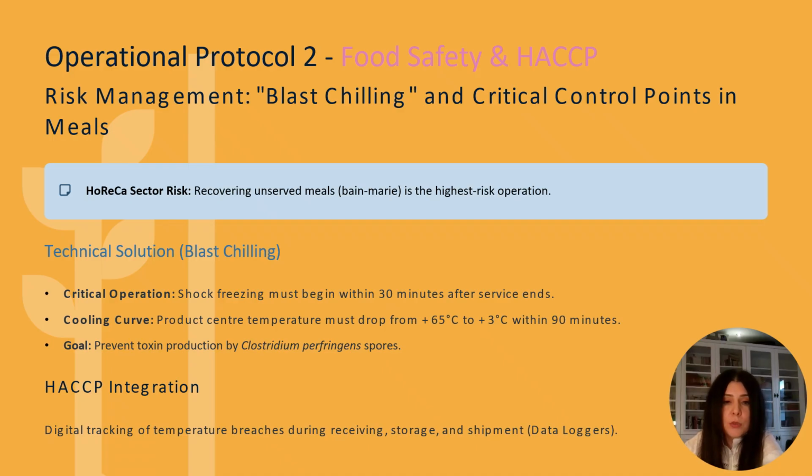Our goal is to reduce the product center temperature from 65 degrees Celsius to 3 degrees within 19 minutes. Why? Because the range between 50 degrees Celsius and 20 degrees Celsius is where spore-forming bacteria throw a party. The faster we pass through this range, the more we prevent toxin formation.